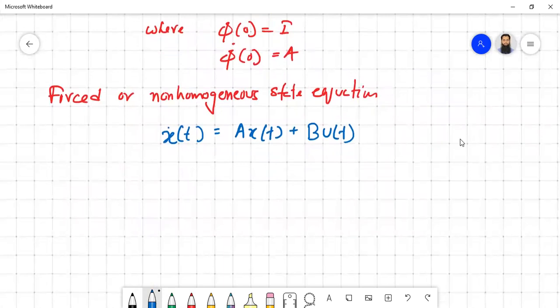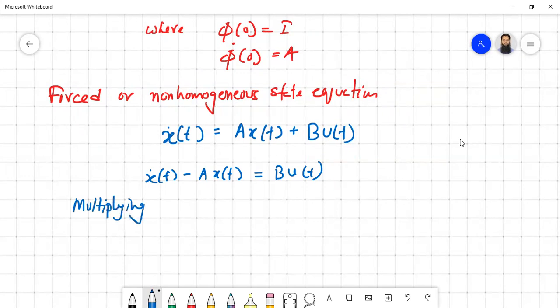Okay, so the first thing that we can do is rearrange a bit, taking the x terms to one side: x dot t minus A x t equal to B u t. Now we have our solution. Now, multiplying both sides with e to the power minus A t.